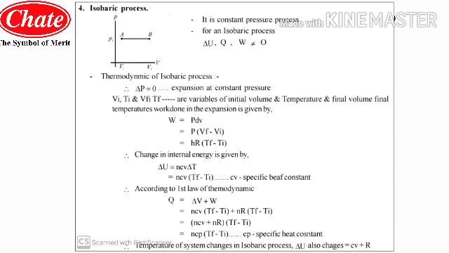For this process, delta U, that is the internal energy, Q, that is the amount of heat transfer, and W, the work done, are not equal to 0. Means there will be some value of delta U, Q and W. Thus you can say we will now learn the thermodynamics of the isobaric process. But before that, we will learn about the PV diagram. We will understand it in depth now.